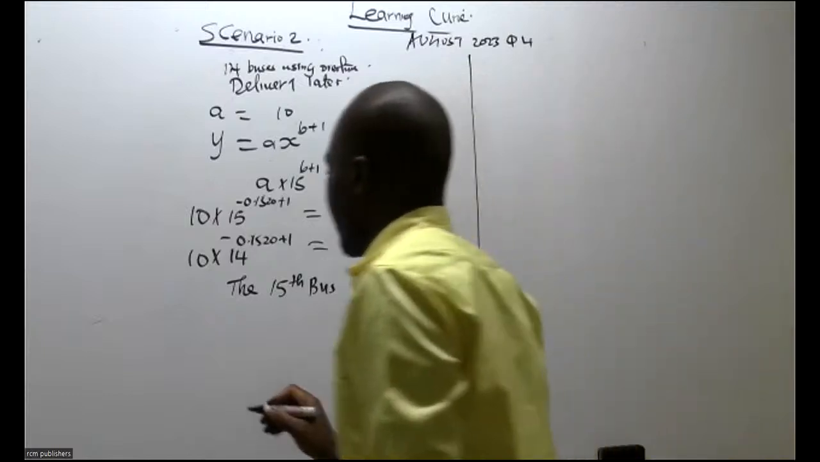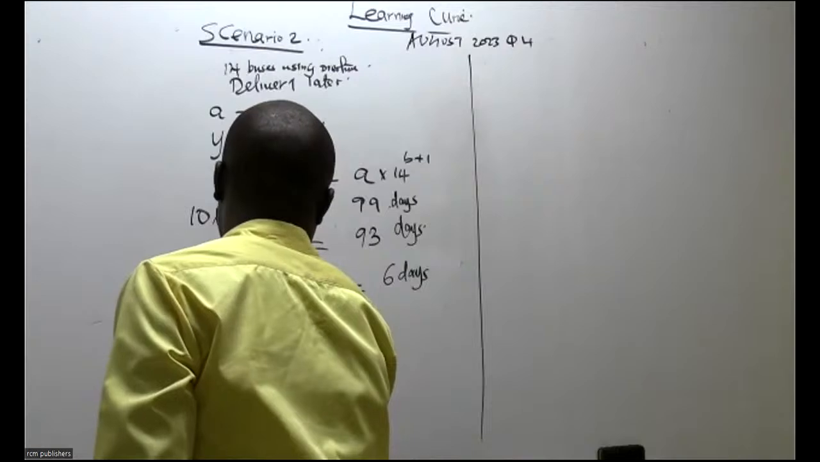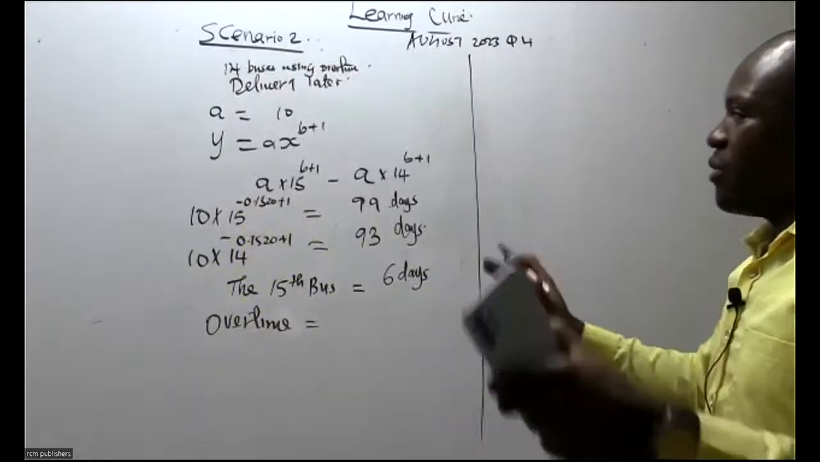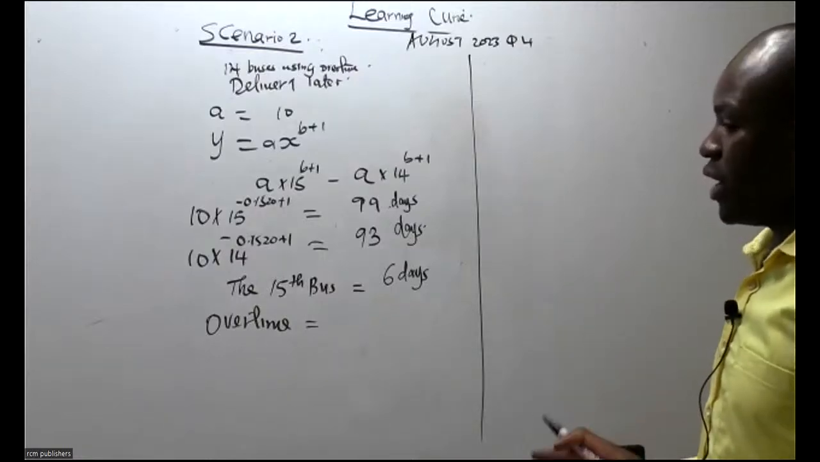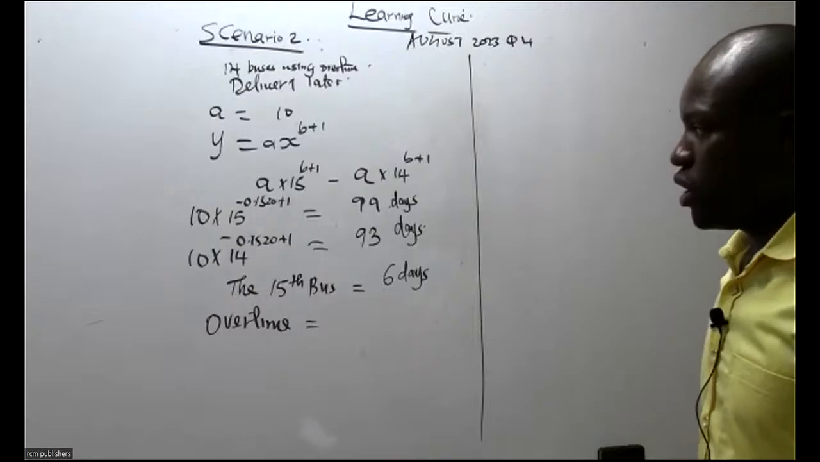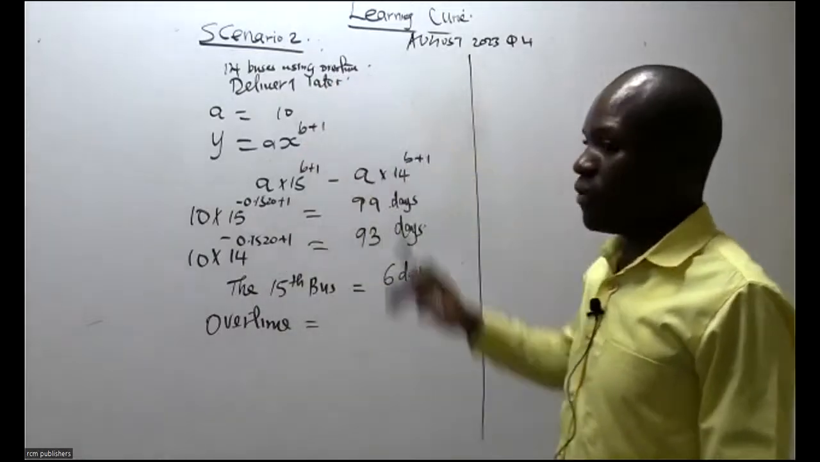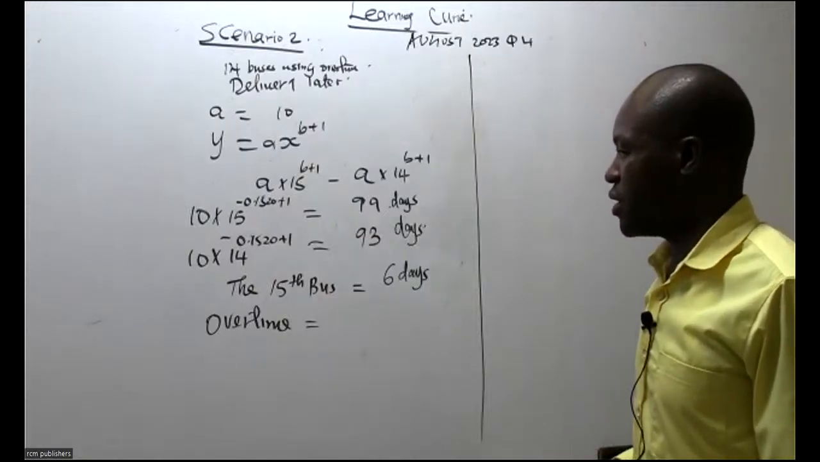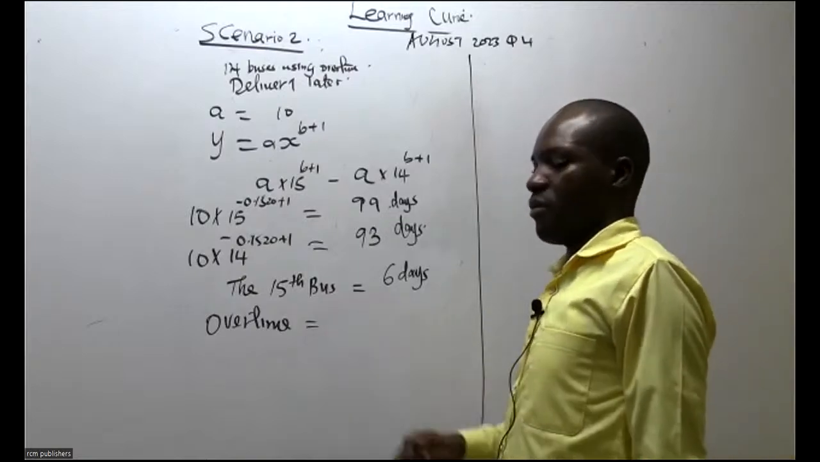Good. Having done that, overtime. How much is the overtime? Someone to help me get overtime. In a normal working week, or normal working time, the days should be 92. But for you to produce the 14 buses by use of overtime, you've taken 93 days. My question is, how many days are there under overtime?